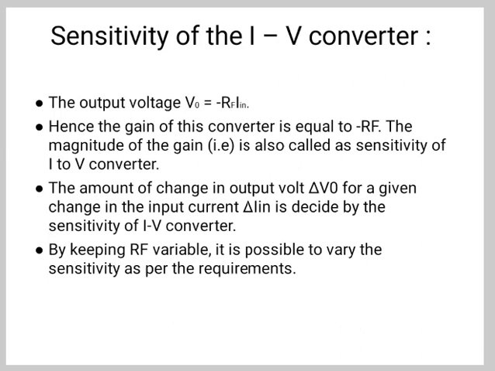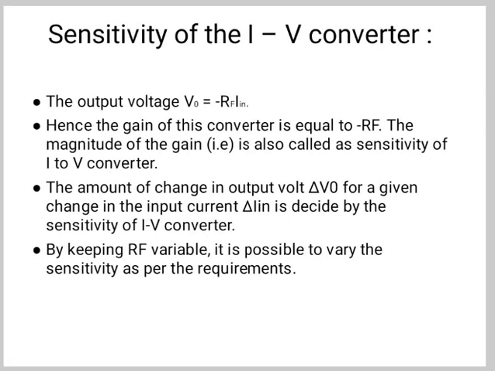The amount of change in output voltage delta V0 for a given change in the input current delta I in is decided by the sensitivity of the I to V converter. By keeping RF variable, it is possible to vary the sensitivity as per the requirement.